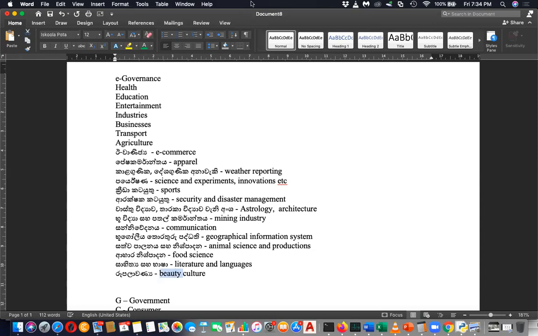Then beauty culture. Beauty culture means makeup. There are some sites, virtual makeover sites. You can go and upload your photo. Then you can apply different lipsticks and maybe different hair wigs, hair styles, different eyeliners, eye colors, eyelashes. Likewise, you can add different things and see how you really look after that makeup. So if you're interested in that, you can purchase. Those are called virtual makeovers.